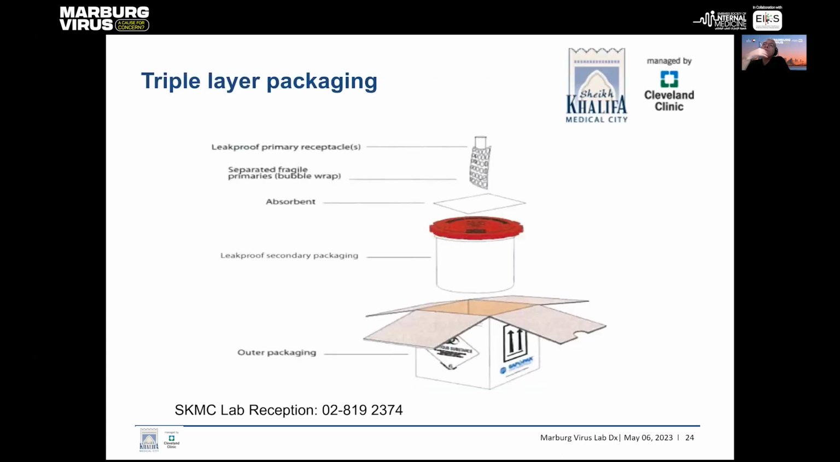Last slide is truly that I show you how the sample should be packed once it's transported. It's the triple packaging, and you can receive that. Here you see the number of our SKMC lab reception. Once we have a patient who is suspected to have the disease, you can order this there. And you see that there is a layer of protection, 1, 2, 3, so that we make it as safe as possible to transport it.